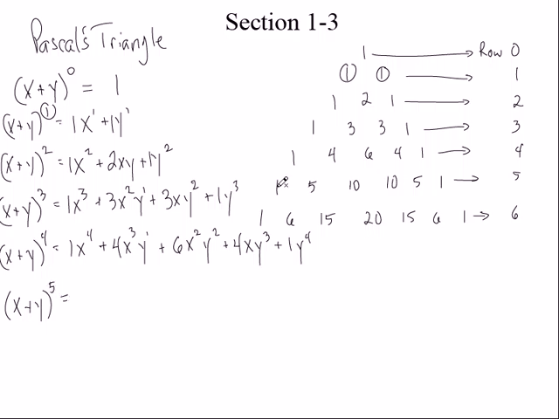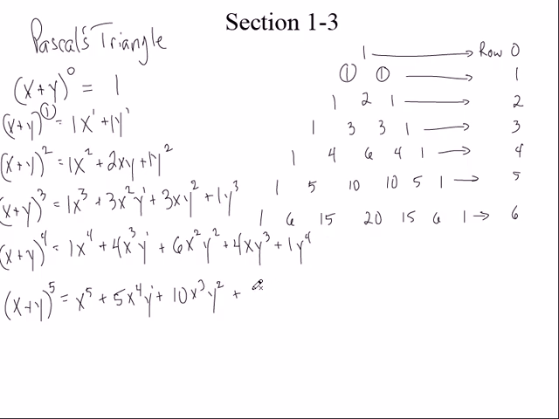Let's look at the fifth row. Here's our row right here. So it's 1, 5, 10, 10, 5, 1. So it's going to be what? 1 x to the fifth plus 5 x to the fourth y plus 10. Look at what my x's keep doing. They keep going smaller and smaller, don't they? And my y's start at 1 and they keep getting bigger.